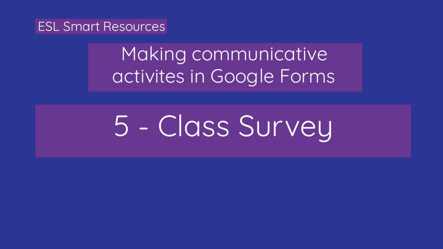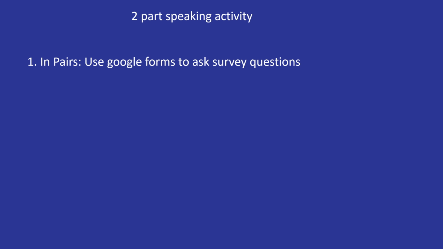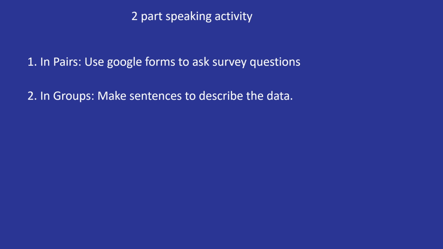Now there's a lot of different ways you could set up this activity, but I'd really like to take advantage of how Google Forms can provide data. So I'm going to split this activity into two sections with my students. The first part, they'll be in pairs and they'll use Google Forms to ask survey questions. Then we'll get the data, pie chart and spreadsheet, and in groups they can make sentences to describe the data.